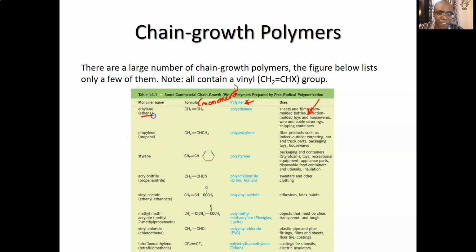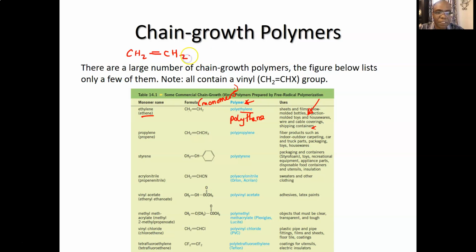So whenever you use ethene as a monomer, you're gonna get polyethylene. Common man will just call this polyethylene, which is the plastics that are used to make molded bottles, toys, some cable covering, and shipping containers. So the basic component CH2, remember it's chain growth, so no loss. So this is how you do it.